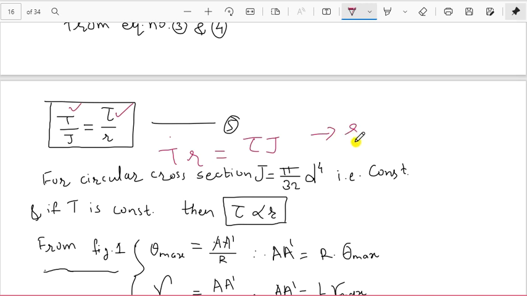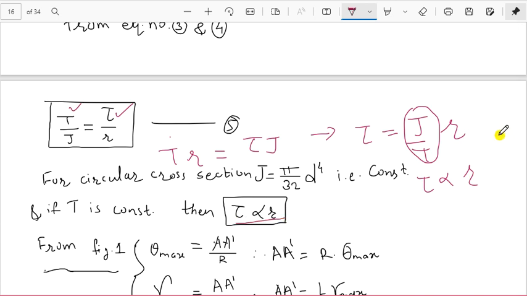You know that here we want tau on this side. Tau is equal to T upon J into R, as we have considered this constant. So what we will get, if we consider this as a proportionality constant, tau is directly proportional to R.